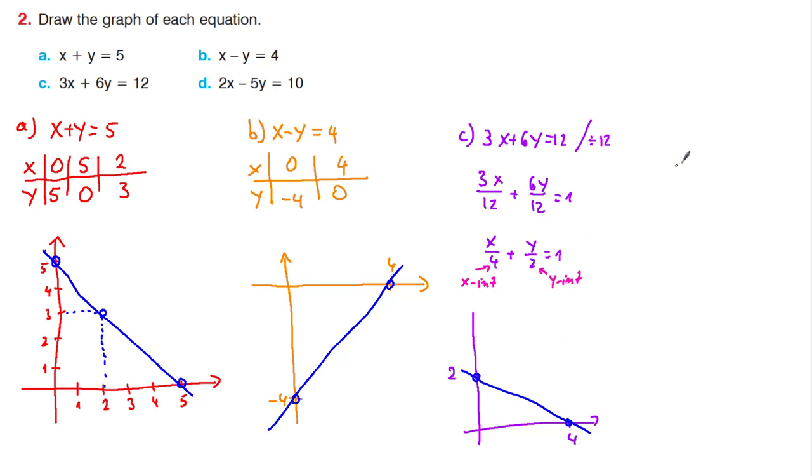And the last one under D, it's 2x minus 5y, it's 10. We can divide both sides by 10, and what do we get? We get x over 5 after simplifying, minus y over 2, it's 1.